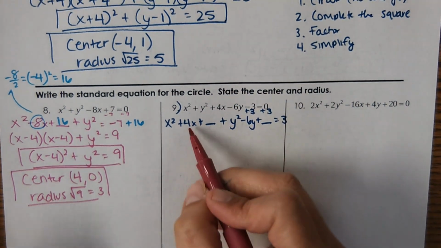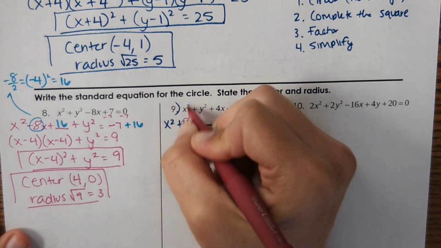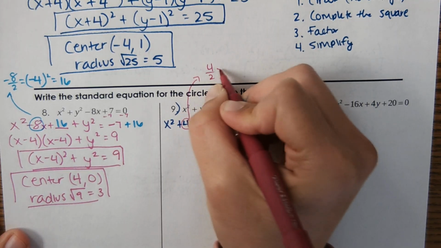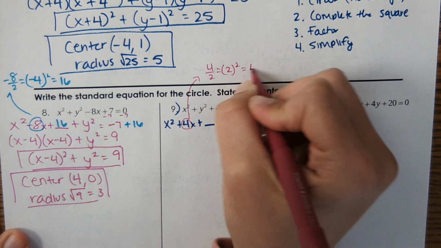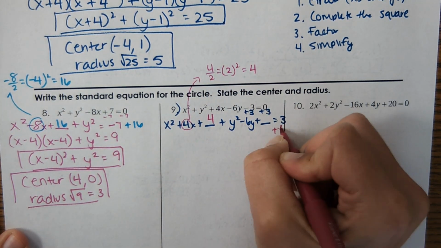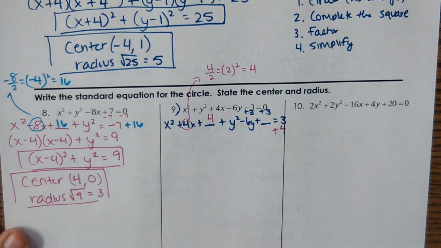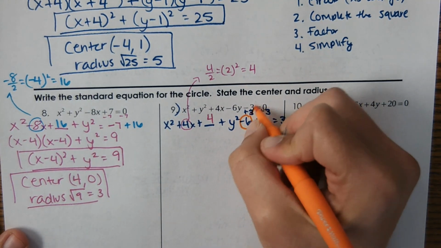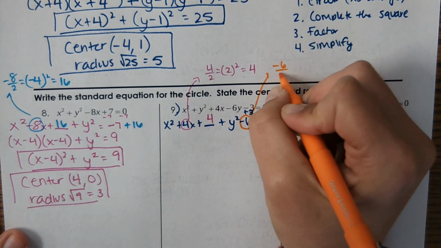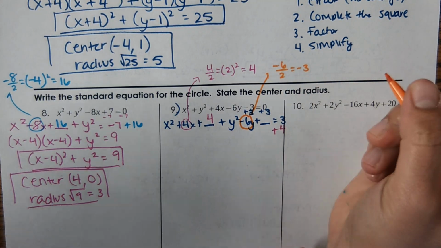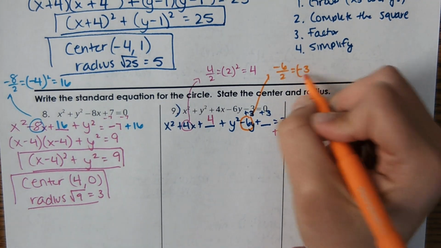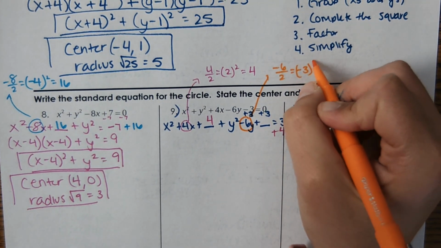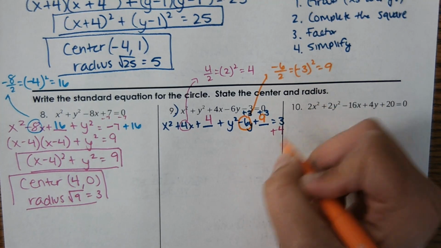Okay, so for this blank, I take this number over here, 4 divided by 2 is 2, square it, I get 4, so this would be 4, and I add 4 over here. Then this -6 over here, -6 over 2 equals -3. Square it, I get 9, add 9, add 9.